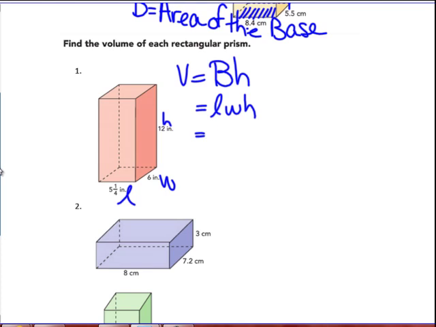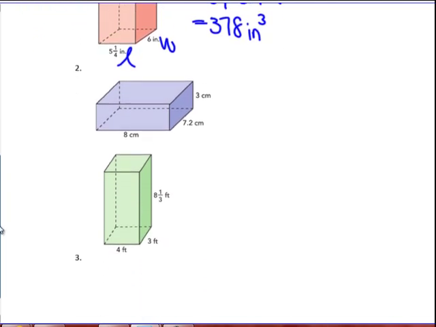So the length of 5 1/4 times 6 times 12. You guys have calculators. What's that answer? 378 inches. Now my label is cubed because I have 3 dimensions. I'm multiplying inches times inches times inches, which gives me inches to the 3rd power, or 3 dimensions. So 378 cubic inches.